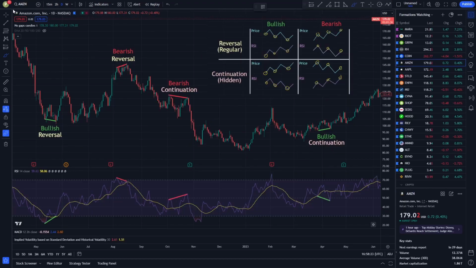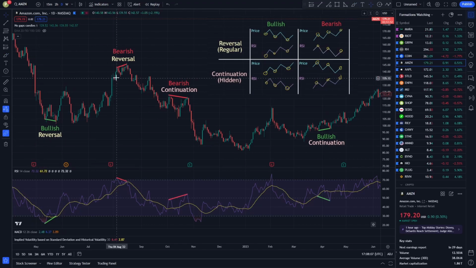Looking at the Amazon chart, in the beginning we have an established downtrend, but then price makes a lower low while RSI makes a higher low, meaning that we have a bullish reversal divergence occurring. So what happens next is price sharply rises, then it sells off, but then it continues in this uptrend, meaning that this bullish reversal divergence played out.